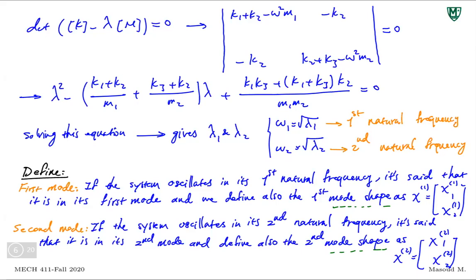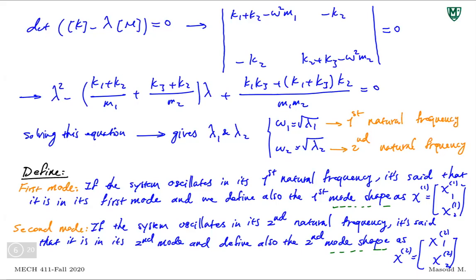They show the amplitude. If the system oscillates in its second natural frequency, it's oscillating with omega 2, then we can represent the ratio of amplitudes, or where these two masses are at any given moment. Think about it this way, using the second mode shape.